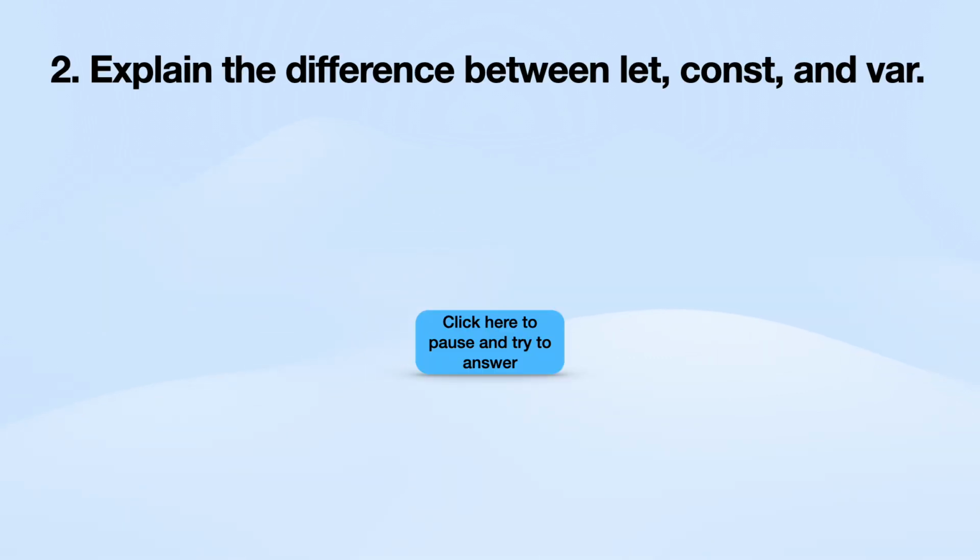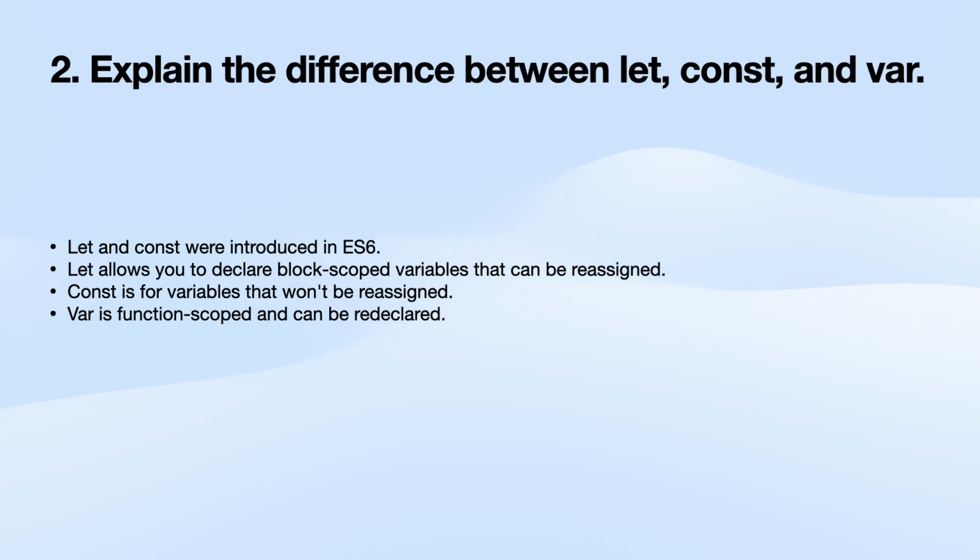And second question. 2. Explain the difference between let, const, and var. Let, const, and var are all used for variable declaration in JavaScript, but they have important differences. 1. Let, introduced in ES6, ECMAScript 2015, let allows you to declare block-scoped variables. These variables can be reassigned within their scope, but cannot be redeclared in the same scope. Let provides better control over variable scope, helping to prevent unintended variable leaks and making code more predictable.